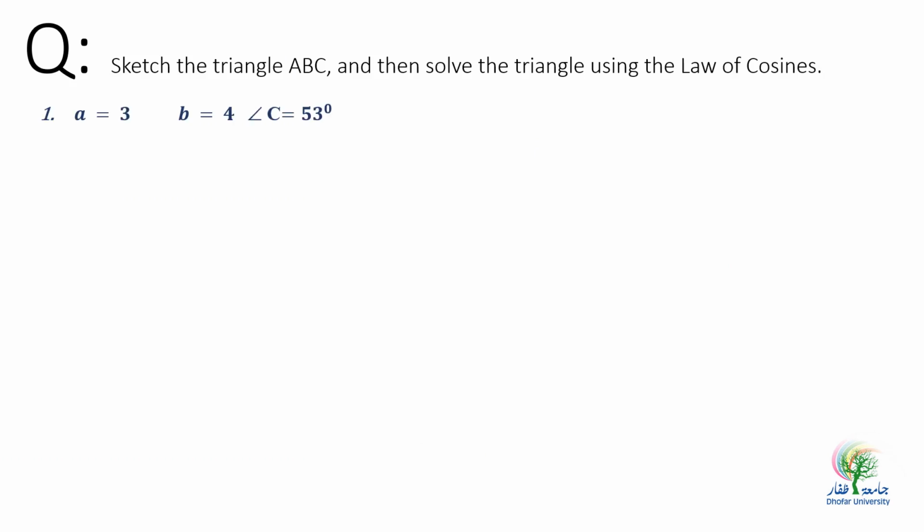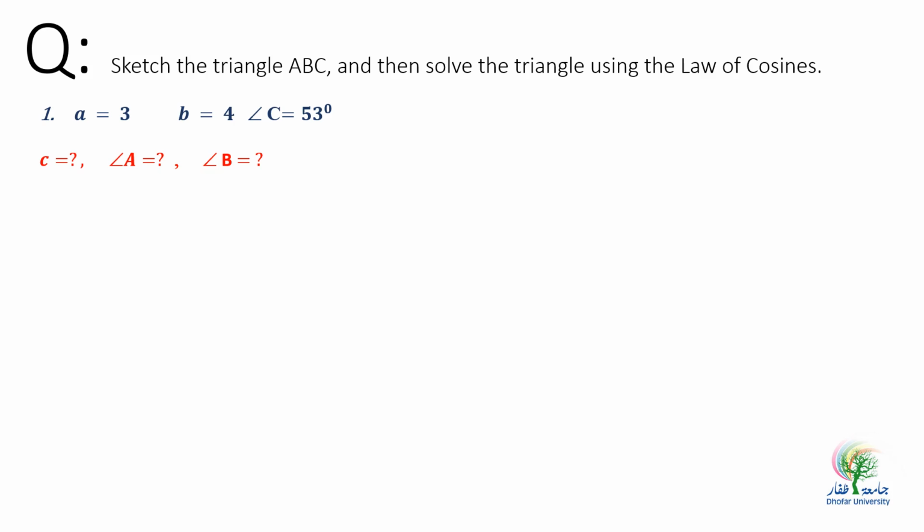In this question they say solve the triangle and sketch the triangle using the law of cosine. So in a triangle we have a equal 3, b equal 4, and angle c is 53. We have to find side c, angle a and angle b.